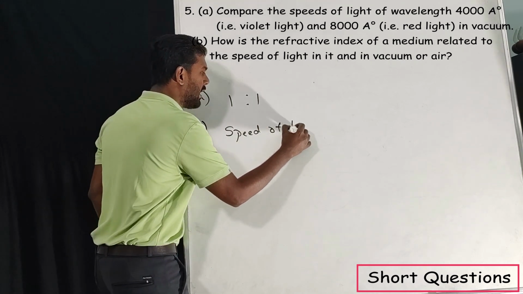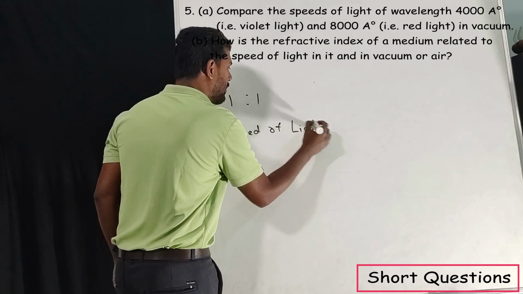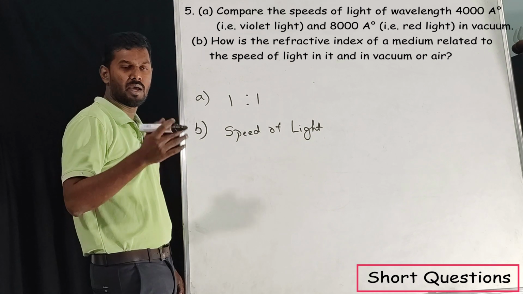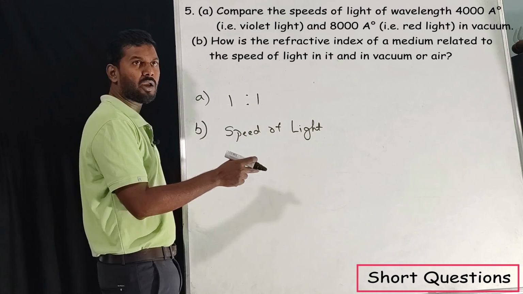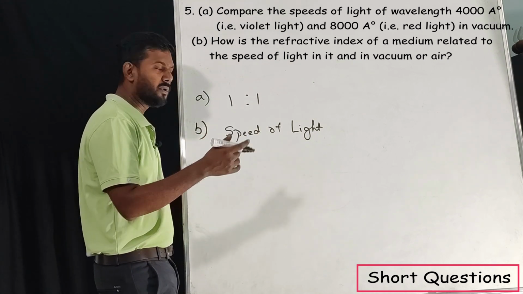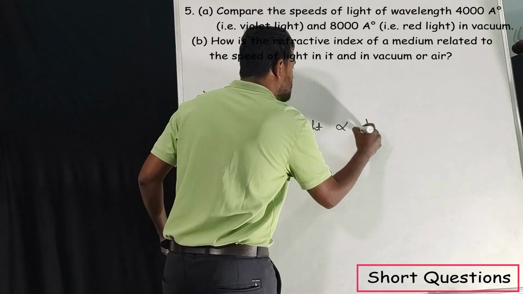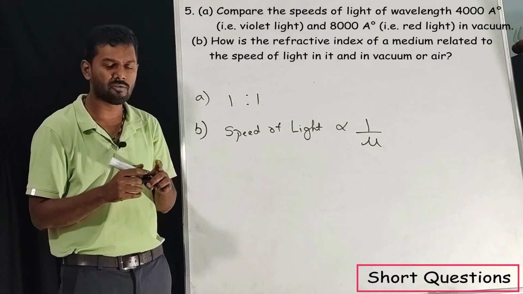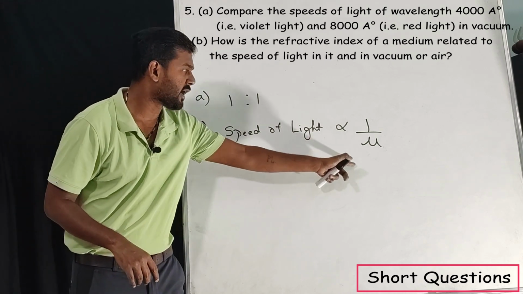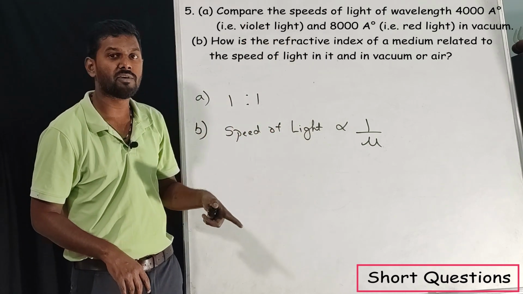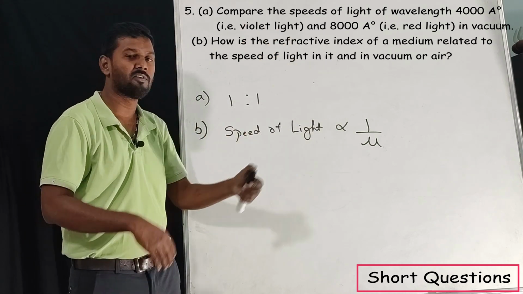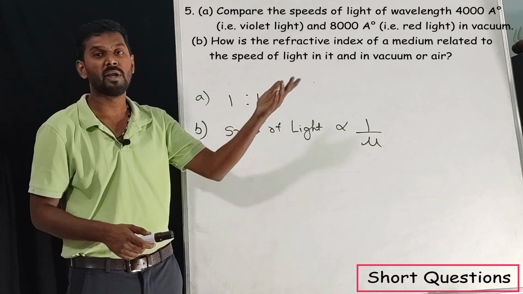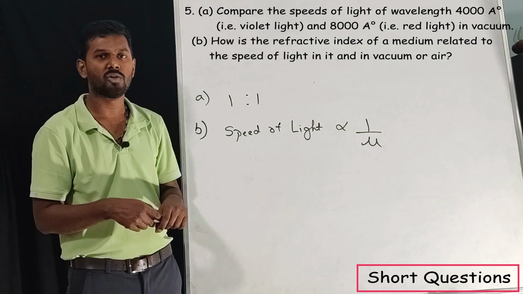Okay, speed of light, we are talking about a medium, some separate medium. Then we'll go for vacuum or air. The speed of light in any medium is inversely proportional to the refractive index. That means if the refractive index is more, the speed of light will be less. Keep this in mind. This is in a medium, glass, water, all those things.